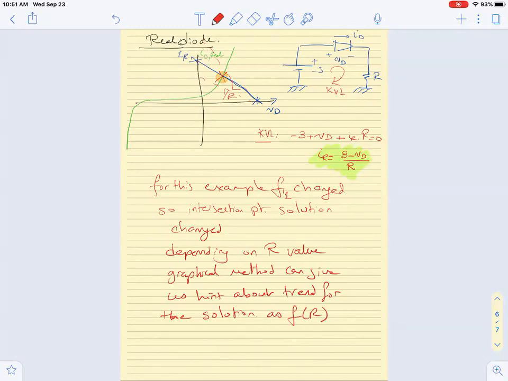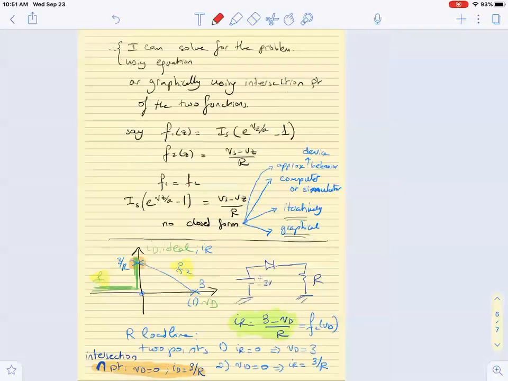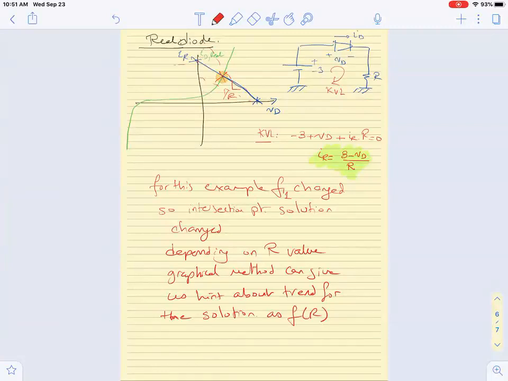I can calculate this point as I did before. This point I found was 3 over R, right? So I know that if R increases, what happens to this point? The y-intercept decreases. Exactly, it was 3 over R. So if R increases, 3 over R as a quantity is going to drop, and with it the solution will drop.